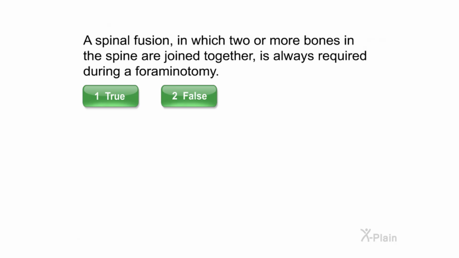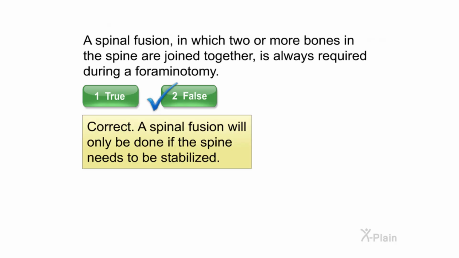A spinal fusion, in which two or more bones in the spine are joined together, is always required during a foraminotomy. Select true or false. Correct. A spinal fusion will only be done if the spine needs to be stabilized.